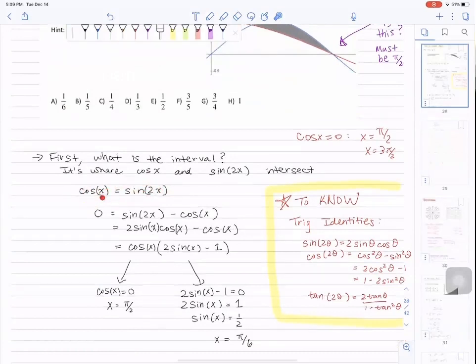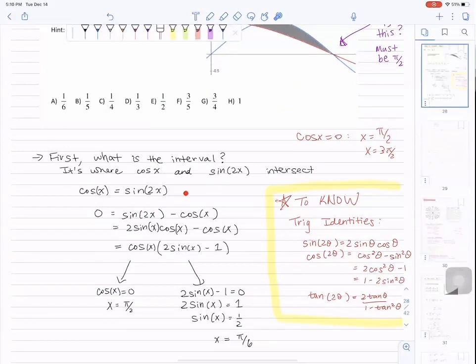It looks weird. Well, you need to know the trig identities in order to solve this, because otherwise you have cosine x equals sine of 2x. You might be able to plug in numbers, like test x equals 0, x equals pi over 3, etc. And you might get the answer, but in case it's more complicated, it's also helpful to know trig identities.